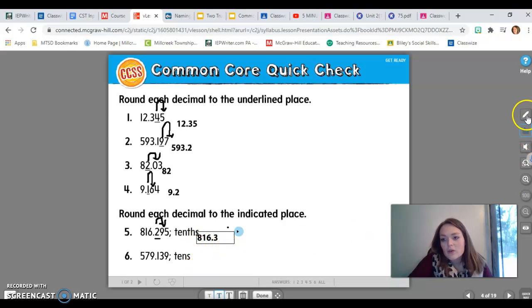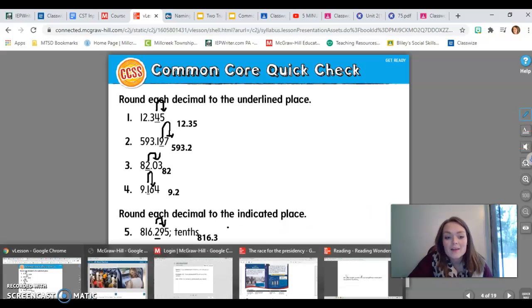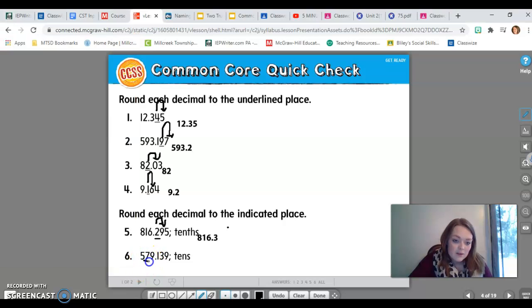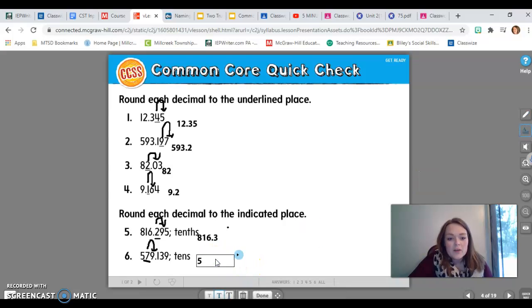Let's look at our last one for our review today. We are in the tens column. Ms. Blythe is going to pull up our chart again. Tens is my second number to the left of my decimal. So I will be looking at the 9. Okay, my 5 will stay the same. So now I'm looking at my 9. Is my 9 going to bump up my 7 or drop it off? We're going to bump it up. So our number is rounded to 580. We drop off the rest.